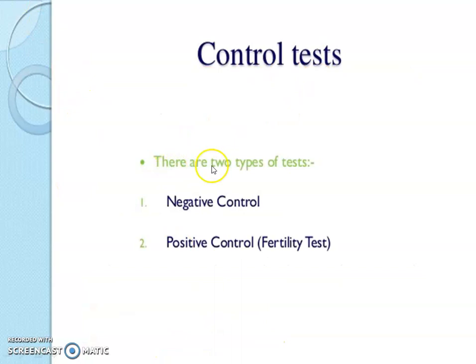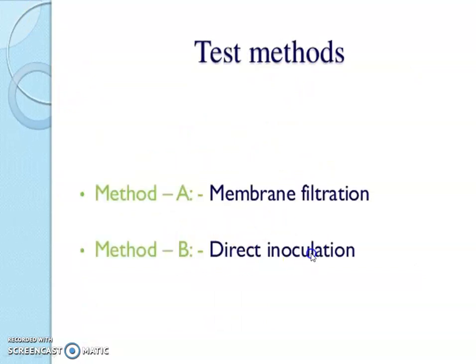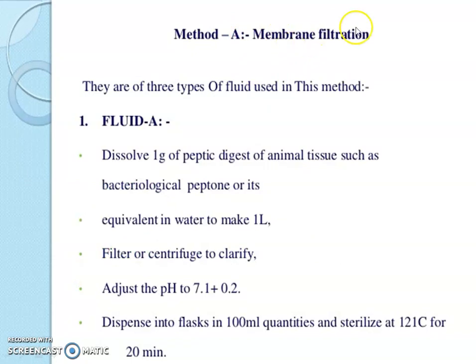Control tests: there are two types of tests, the negative test and the positive test, in that fertility test. Test methods: method A is membrane filtration; method B is direct inoculation. Method A, membrane filtration: there are three types of fluid used in this method.